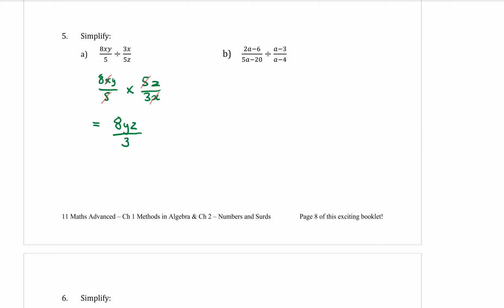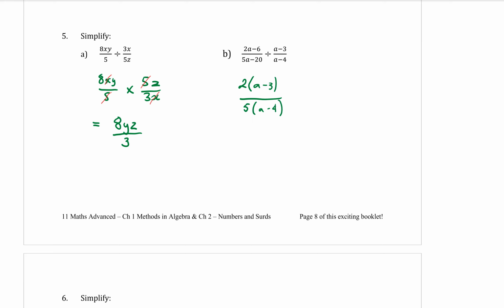Part B, still a divide problem. So we leave, kiss, flip again. But because there are 2 terms, we're going to try and factorize as we go. So the first fraction, I can take a 2 out of that to get a minus 3 in the bracket. On the bottom, I can take out a 5 to get a minus 4. Am I going too fast with that? I'm assuming taking out a common factor is getting pretty easy.